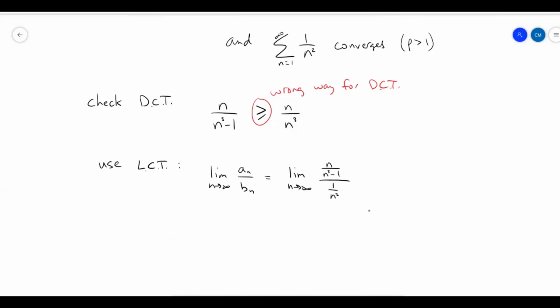So here's the an on top, n over n cubed minus 1. Here's the bn on the bottom. Now, this is the only time I'm actually going to write it like this, as a ratio like that. Typically, immediately what you would do is just say, well, I don't really like to have those fractions over fractions. So rather than doing a division, I'm going to change it into a multiplication, right? Just flip over that bottom one and multiply. And then take that limit.